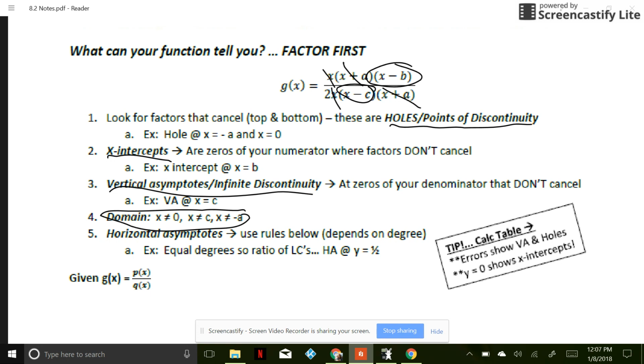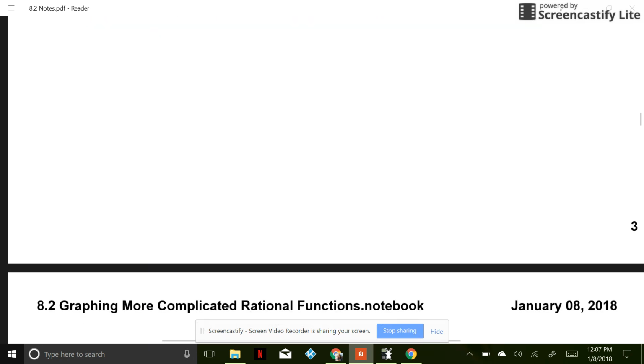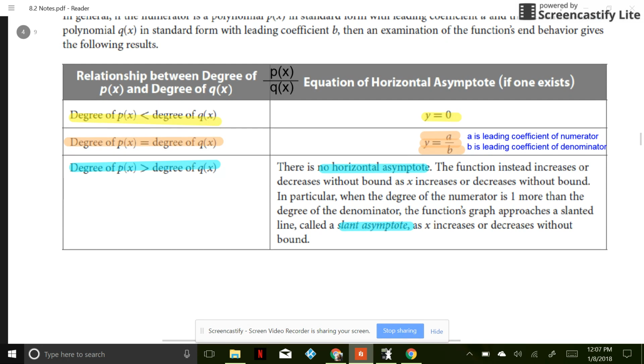Horizontal asymptotes are going to be a little different. They're going to depend on the degree of the numerator and the denominator. So we'll go down to the next slide to look at what that looks like. What you want to look at is the degree, or the power, of the numerator and the denominator. If the top degree is less than the bottom degree, you're going to have a horizontal asymptote at y equals 0.